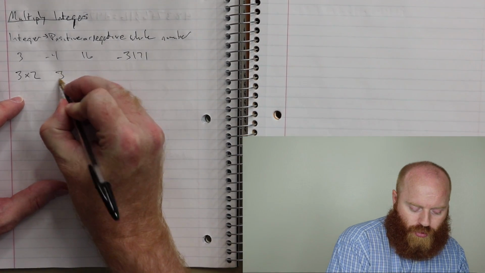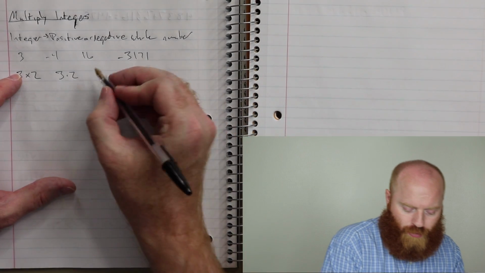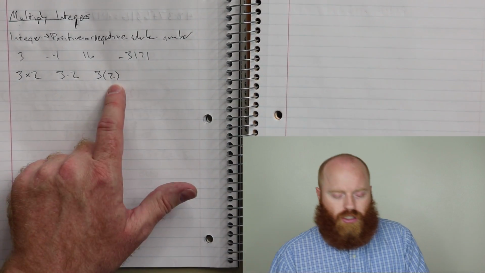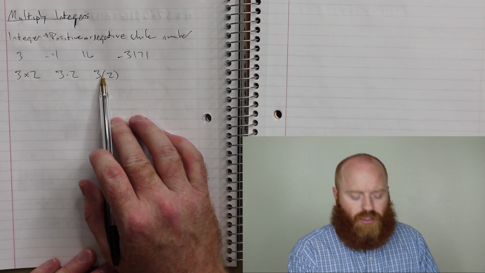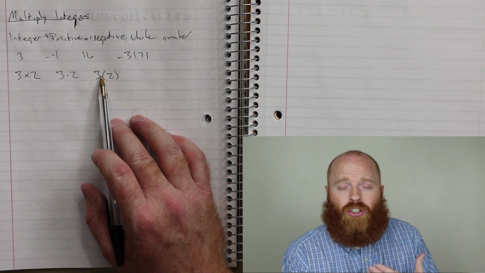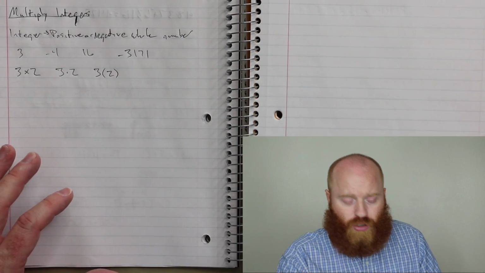But in general, what you're going to find, you, my viewer, is something like this, 3 dot 2. That dot means multiplication. Or you might see 3 open parenthesis, 2 close parenthesis. You'll see the second number enclosed in grouping symbols. When you have a number touching a grouping symbol, that's called implied multiplication. That means it's understood to be there even though it's not written. So 3 times 2.